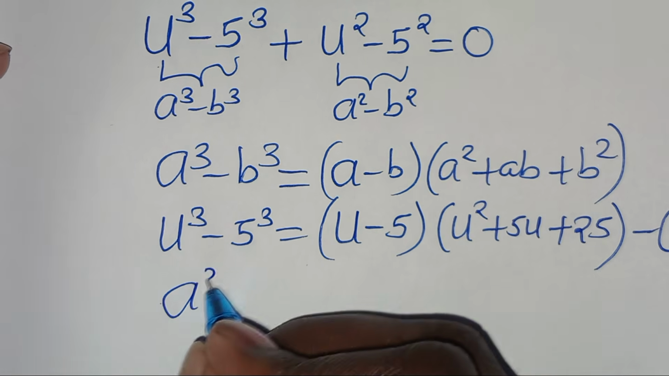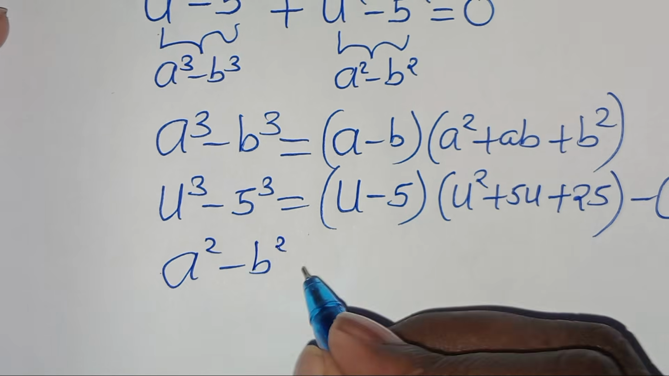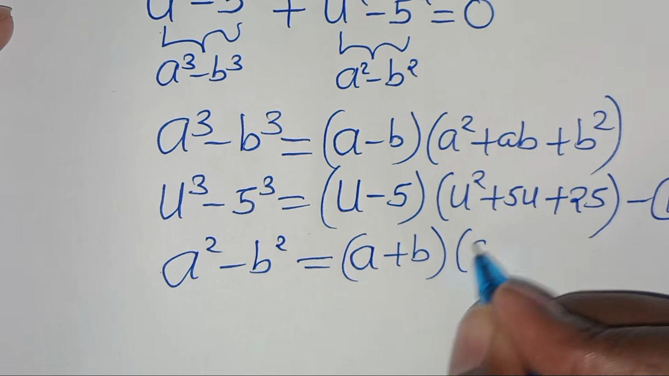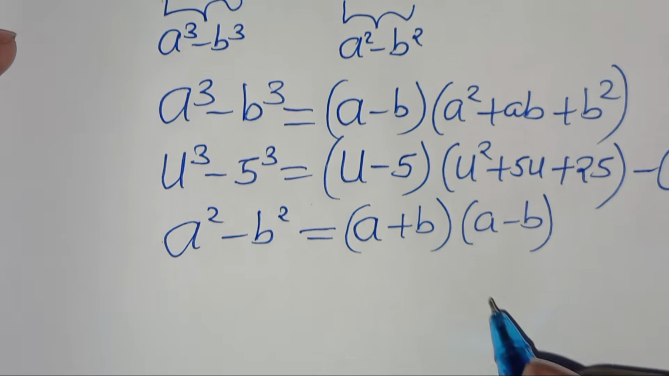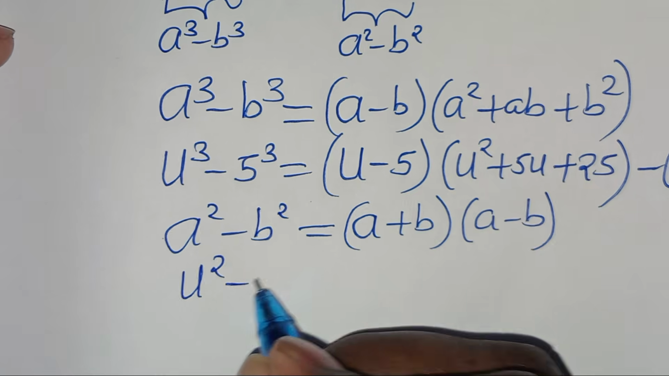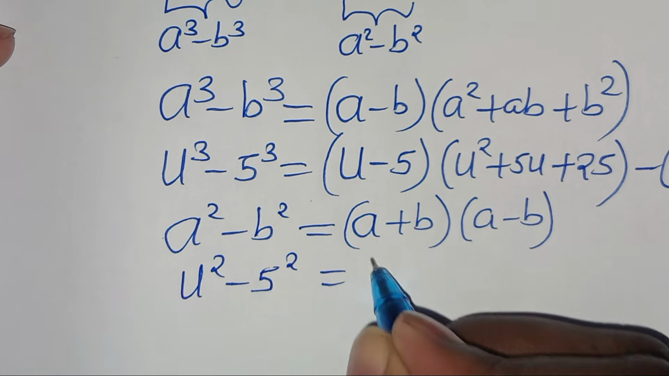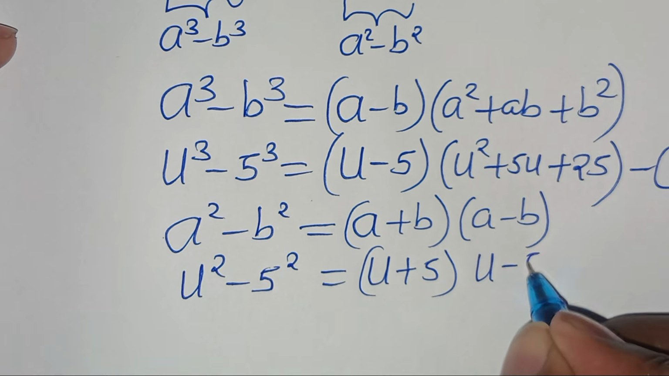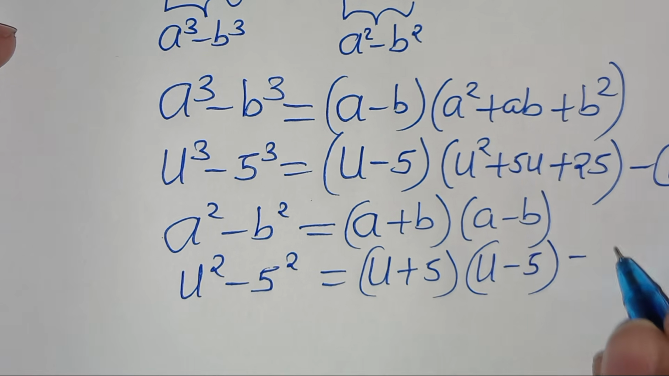Then we have a squared minus b squared. This is equal to a plus b multiplied by a subtract b. So u to the power of 2 minus 5 to the power of 2 is equal to u plus 5 multiplied by u subtract 5. This is the second part.